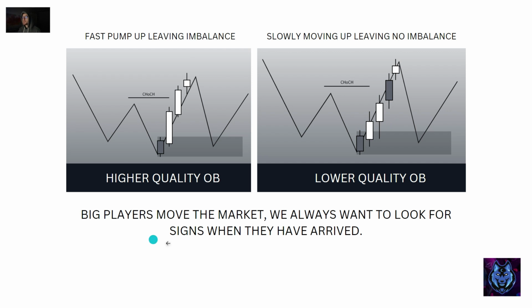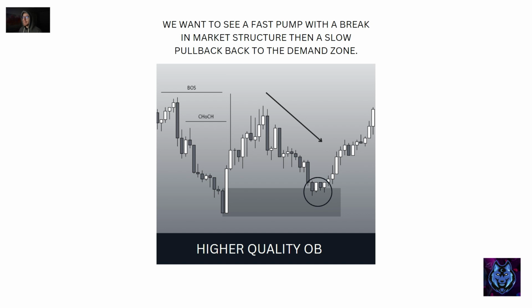You see, big players move the market. We always want to look for signs when they have arrived, which are these massive momentum candles and displacement. The key to spotting a really high quality order block is we want to see a fast pump up with these big displacement candles, breaks in structure, changes of character, and then a slow pullback to the zone. And that becomes a very quality entry.